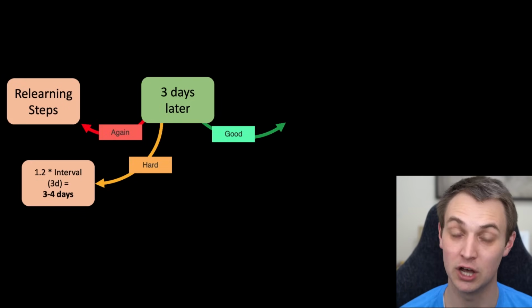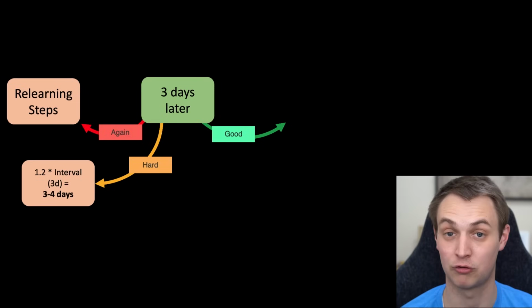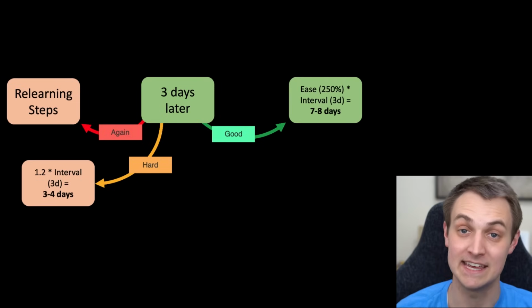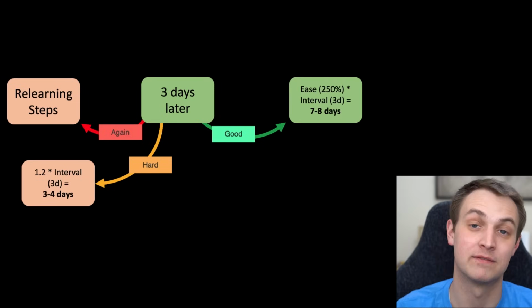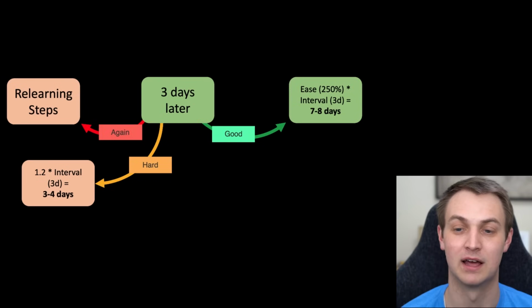And if we hit good, it's going to take the current interval, or 3 days, and multiply it by the ease, so 250%. So 2.5 times 3, which ends up being a little bit leeway here.